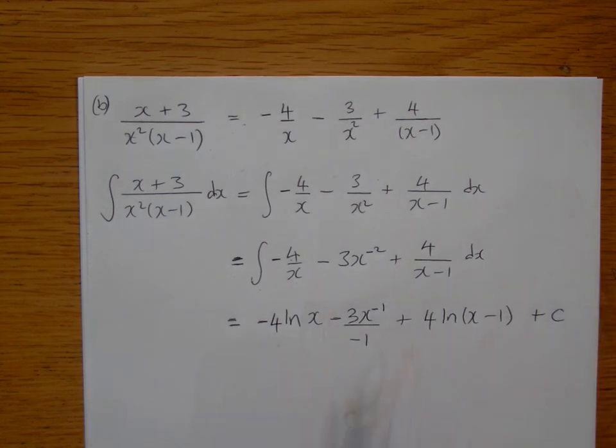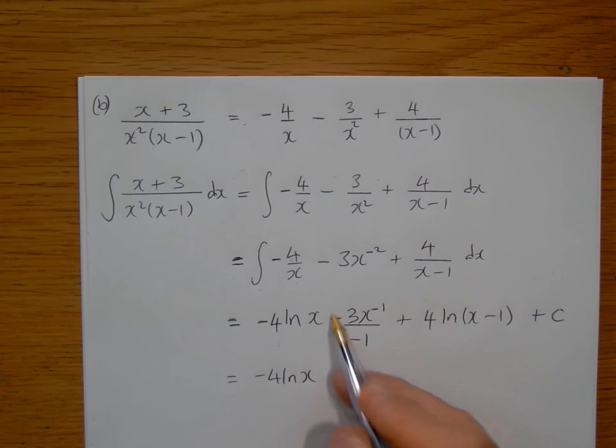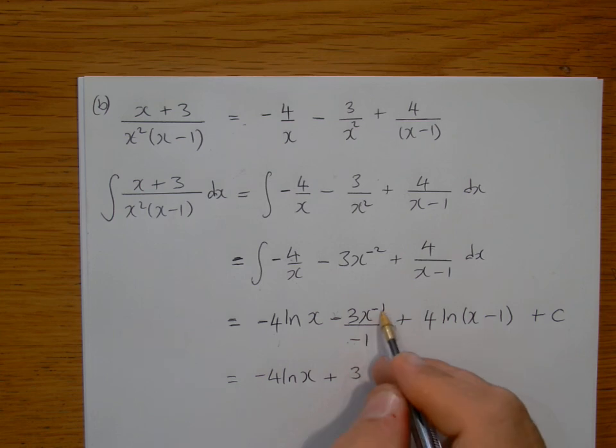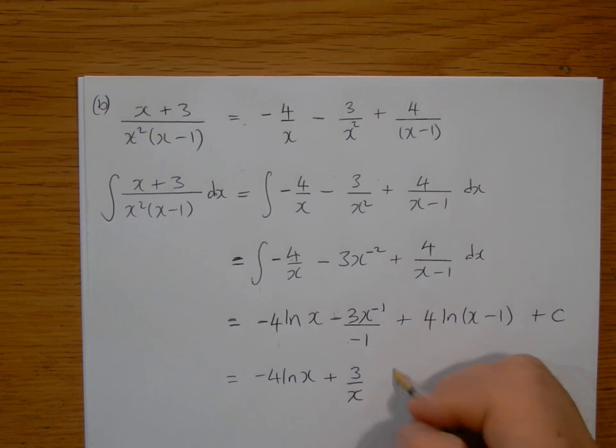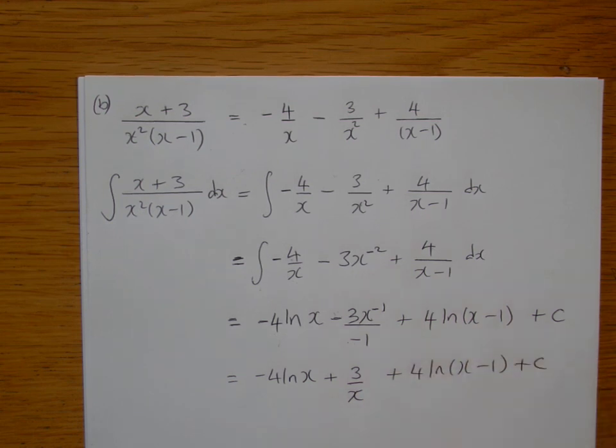And we're done. It's just a case then of tidying up that middle term there. Okay, so we get minus 4 ln x. What I would do here is, minus and a minus make a plus, yeah? Because minus divided by minus is a plus. You've got 3 then. Now, because that's x to the minus 1, I might just take it back down, so I have that there. Okay, 3 over x, and then plus 4 ln x minus 1 plus my constant c.